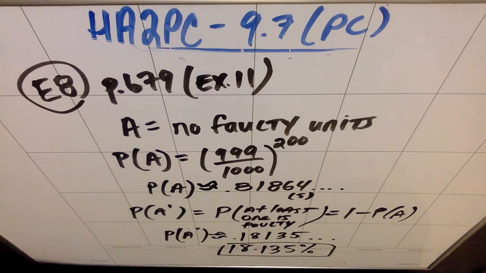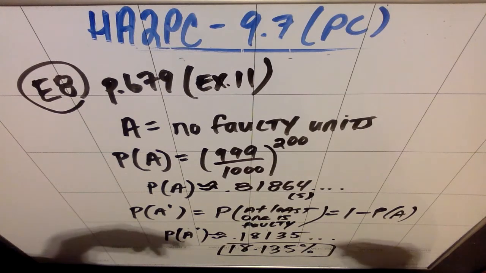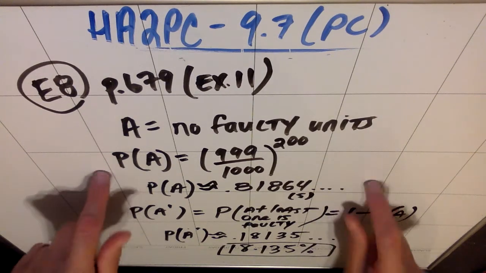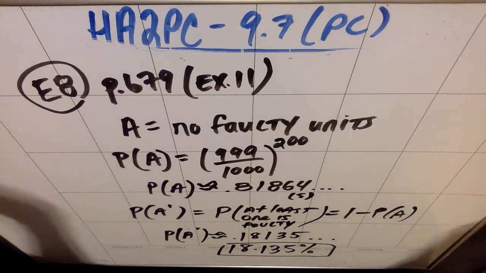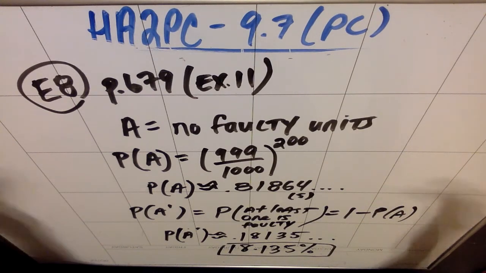faulty, right? So again, much easier to find the complement here, to find how it would be if nothing was wrong, and then say, oh, well, the complement of nothing being wrong is anything at all being wrong.